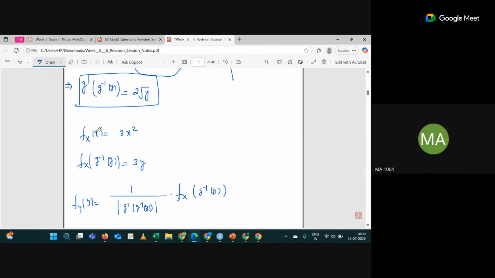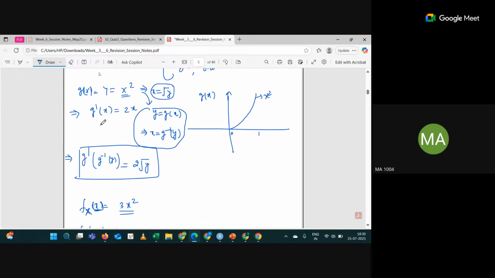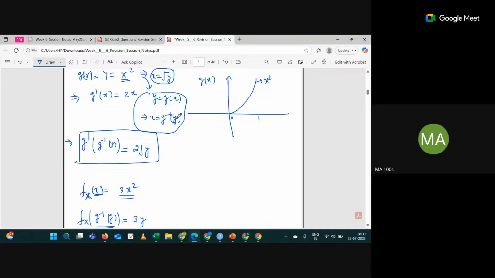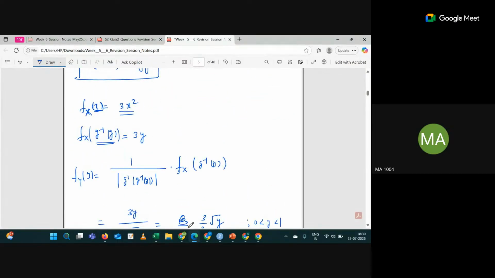See, just think about this small x. This small x is one of the instances of your random variable, right? Capital X represents your random variable. If it's small x, it's 3x square, right? I want to convert this small x in terms of y. So what is the value of g inverse y? G inverse y means root y, right? So I will substitute root y square, which is 3y only.